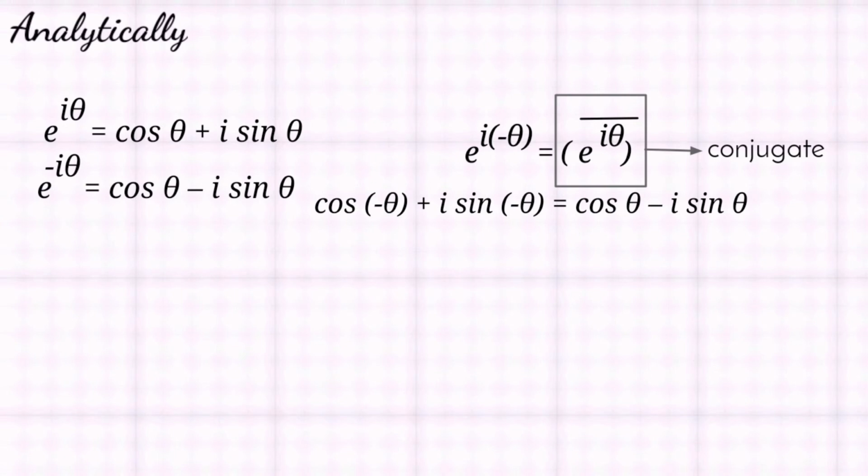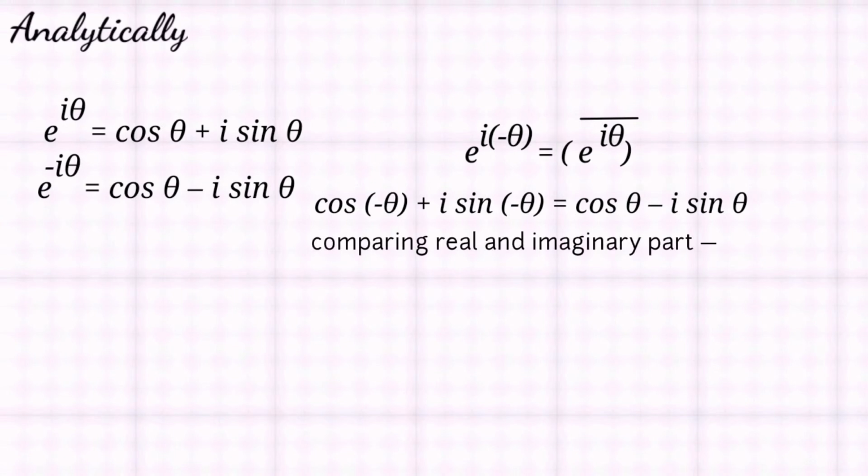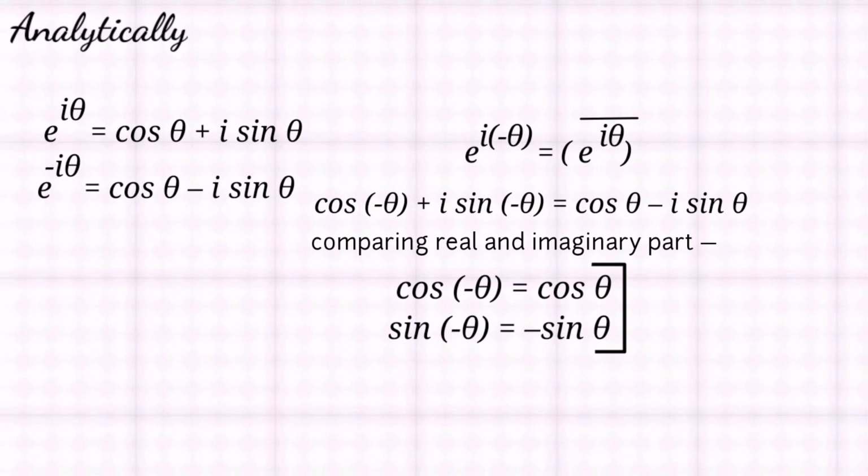Now comparing the real part, we have cos of minus theta equal to cos theta, and comparing the imaginary part, we have sin of minus theta equal to minus sin theta. So that's how we get the second result.